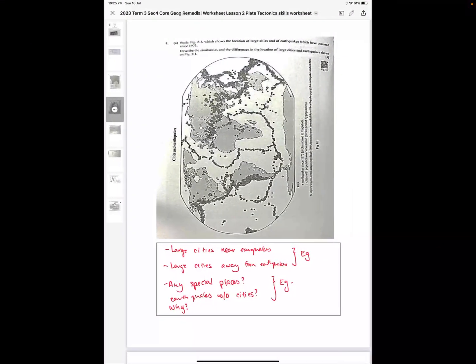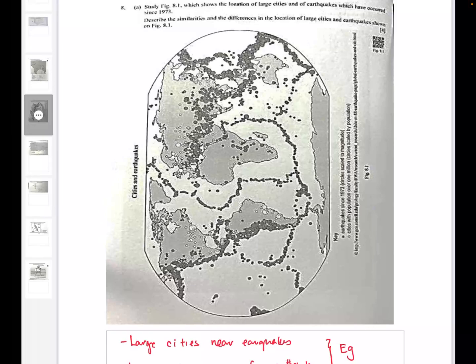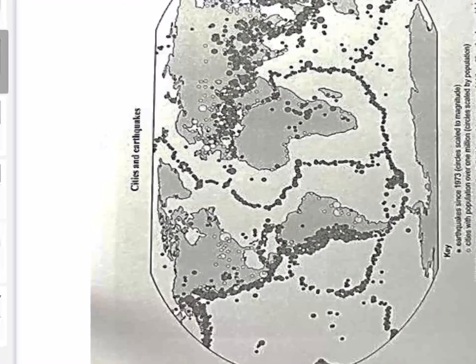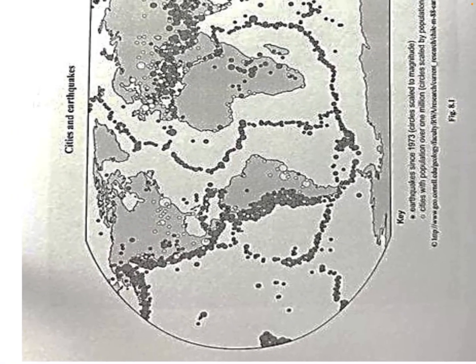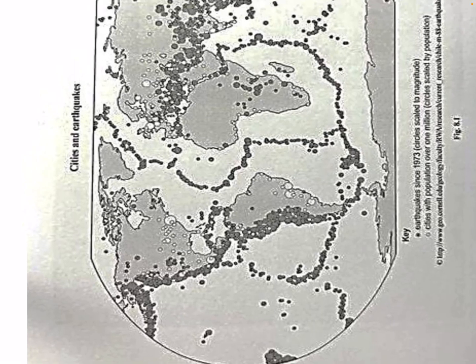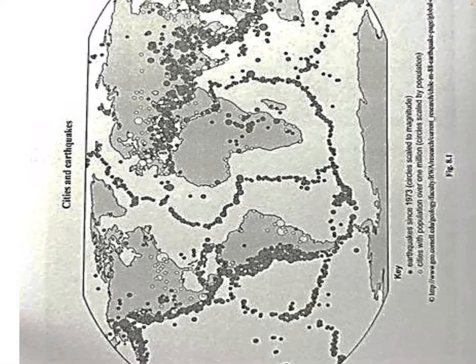So next one here is, right, this is your occurrences of large cities and earthquakes which have occurred. So they're mapping the earthquakes in the black circles and the cities as the white circles. So you can actually see there are some cities that are really along the earthquake belt, earthquake boundary. There are some cities that are actually not on the earthquake boundary. They're on the opposite coast, or they're found further inland away from these boundaries.